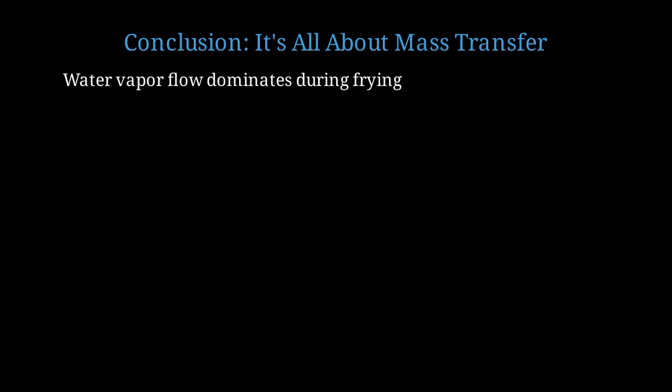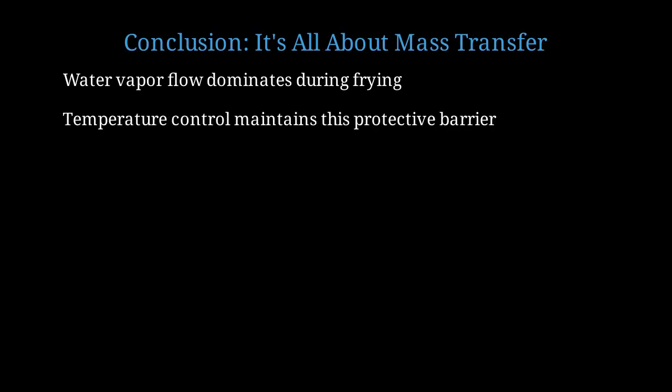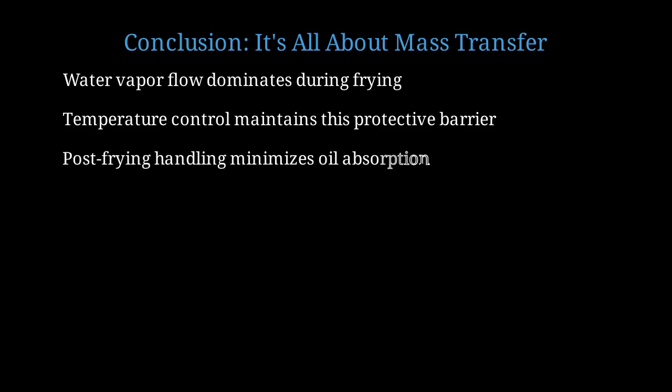In conclusion, the key to understanding frying is recognizing it as a vapor-driven mass transfer process, not simple soaking. During active frying, water vapor flow dominates and acts as a protective barrier against oil entry. Proper temperature control maintains this protective vapor barrier throughout the cooking process. Proper handling after frying minimizes the vacuum-driven oil absorption during cooling. Understanding the underlying physics allows us to understand why traditional cooking techniques work and how to optimize them. The science explains the art.